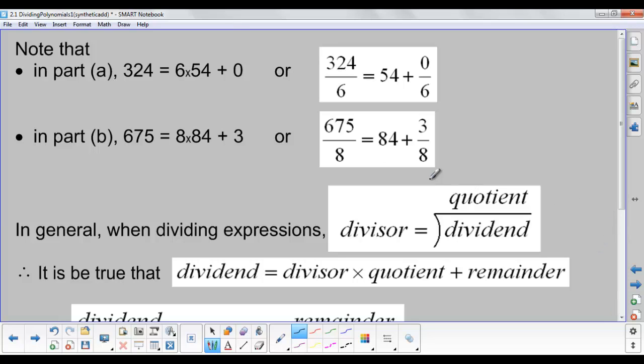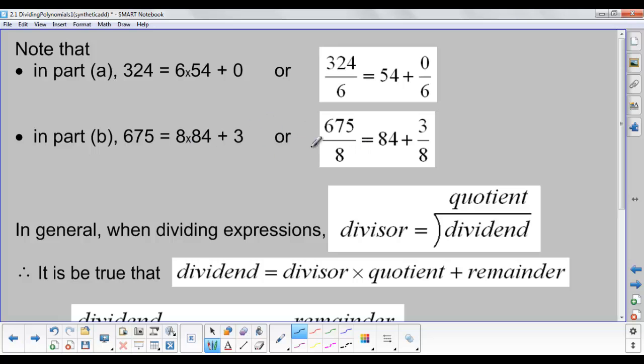So, what we did in part A is we took 324 and we rewrote it in a different way. We know that 324 can be rewritten as 6 times 54 plus no remainder. In part B, 675 can be rewritten as 8 times 84 and then add 3 more to get the 675.